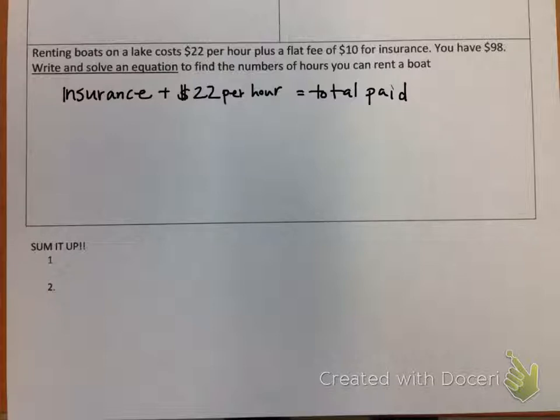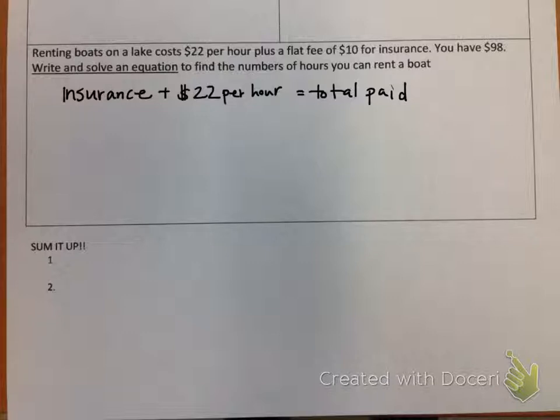It says that renting boats on a lake costs $22 per hour plus a flat fee of $10 for insurance. You have $98. Write and solve an equation to find the number of hours you can rent a boat.